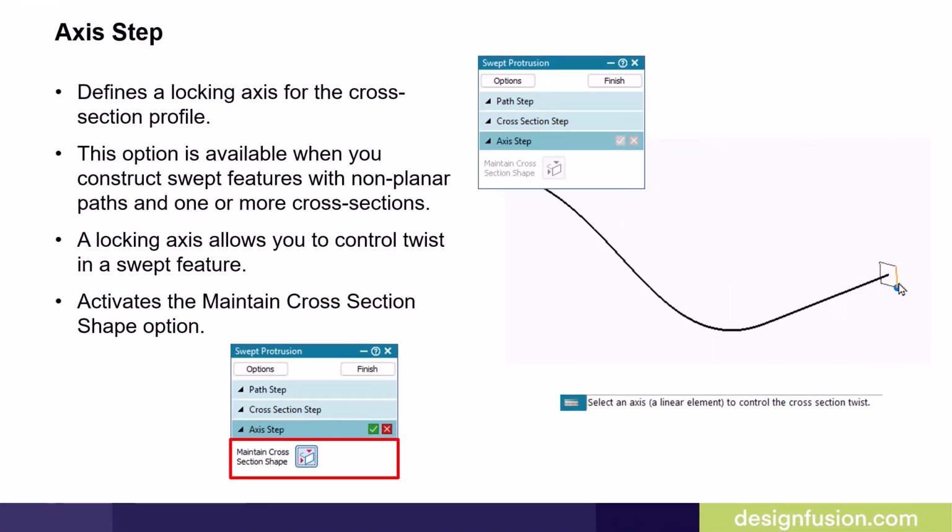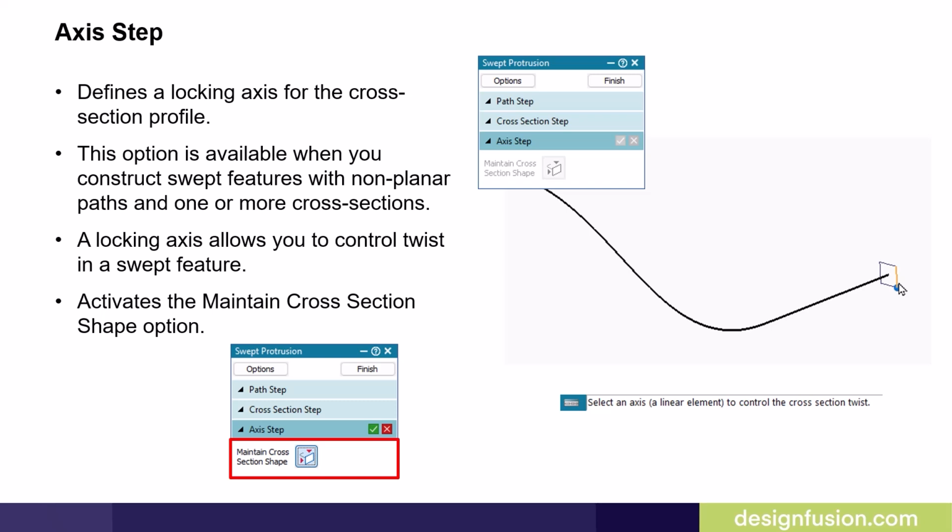The axis step on the vertical command bar defines a locking axis for the cross-section profile. This option is available when you construct swept features with non-planar paths and one or more cross-sections. A locking axis allows you to control twist in a swept feature.